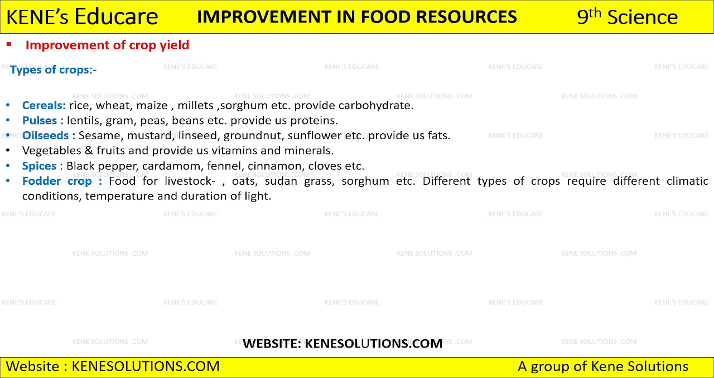I hope now if I ask you to name some cereals, pulses, oilseeds, spices, fodder crops, you would be able to, right? So these are the different types of crops, and you can get this to write for 2 marks as well.